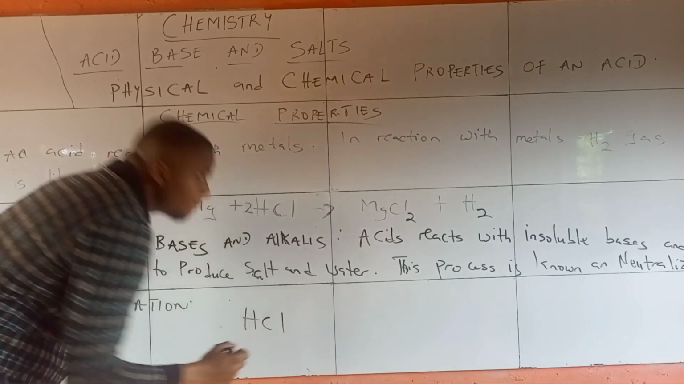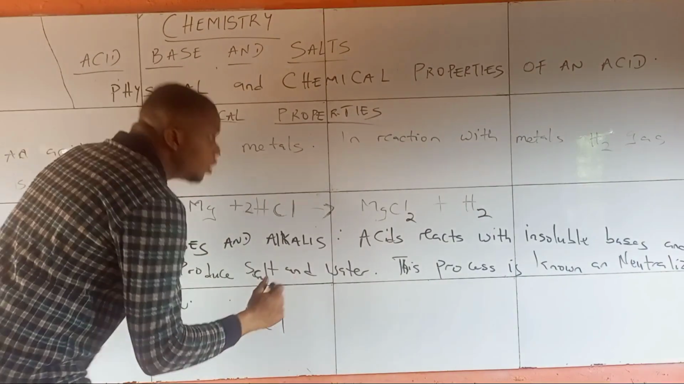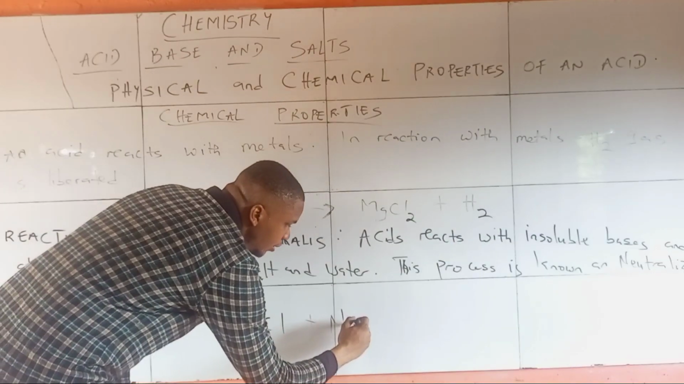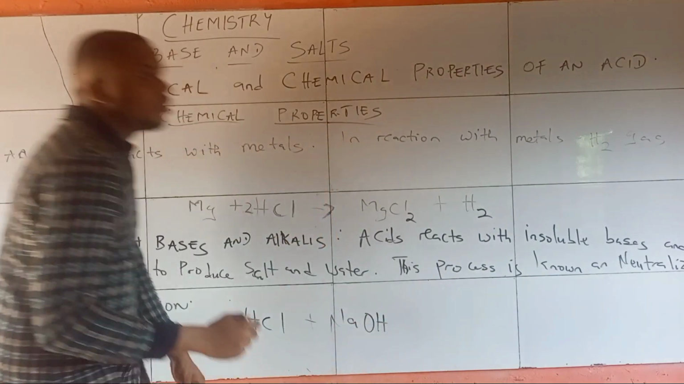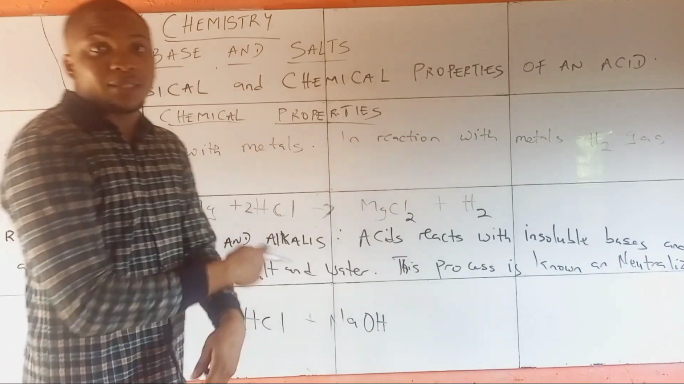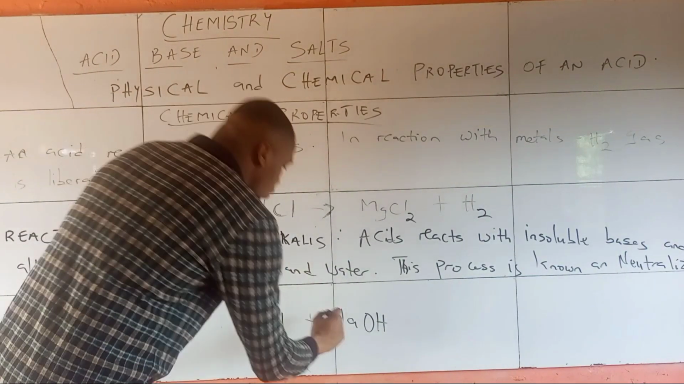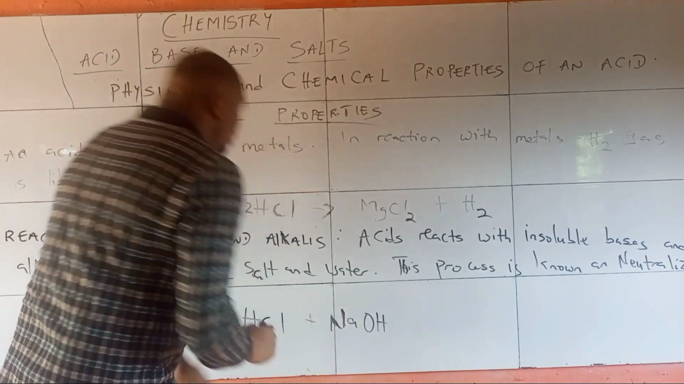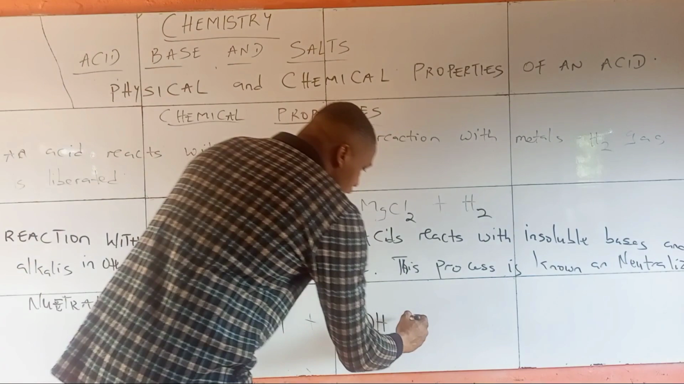HCl, an acid. Which base are we going to use now? We can use sodium hydroxide. You can use different bases. You can use calcium oxide, depending. But let's make use of this one. The reaction of hydrochloric acid and sodium hydroxide.